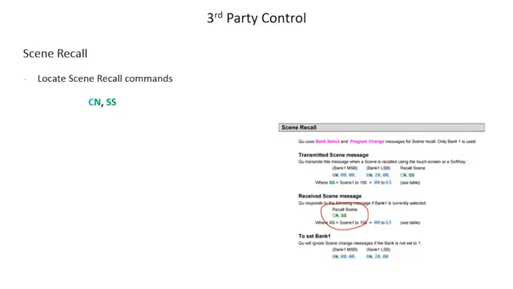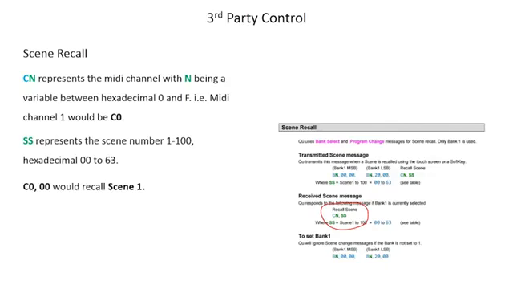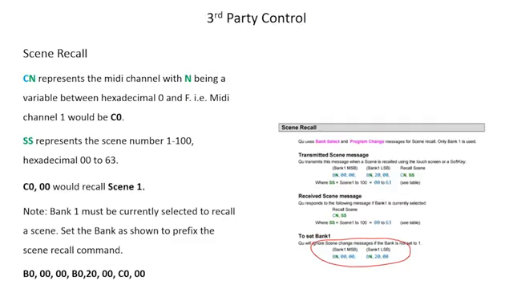The CN in this example represents the MIDI channel, with N being the variable. So MIDI channel 1 would be C0. SS represents the scene number. You can have up to 100 scenes with Q, and that's represented by hexadecimal value 00 to 63. So to recall scene 1, you would simply fire the command C000. One thing to note is if something doesn't happen, you need to be in bank 1, so in order for the mixer to take the scene recall command, you need to set that up as shown there at the bottom hexadecimal value.